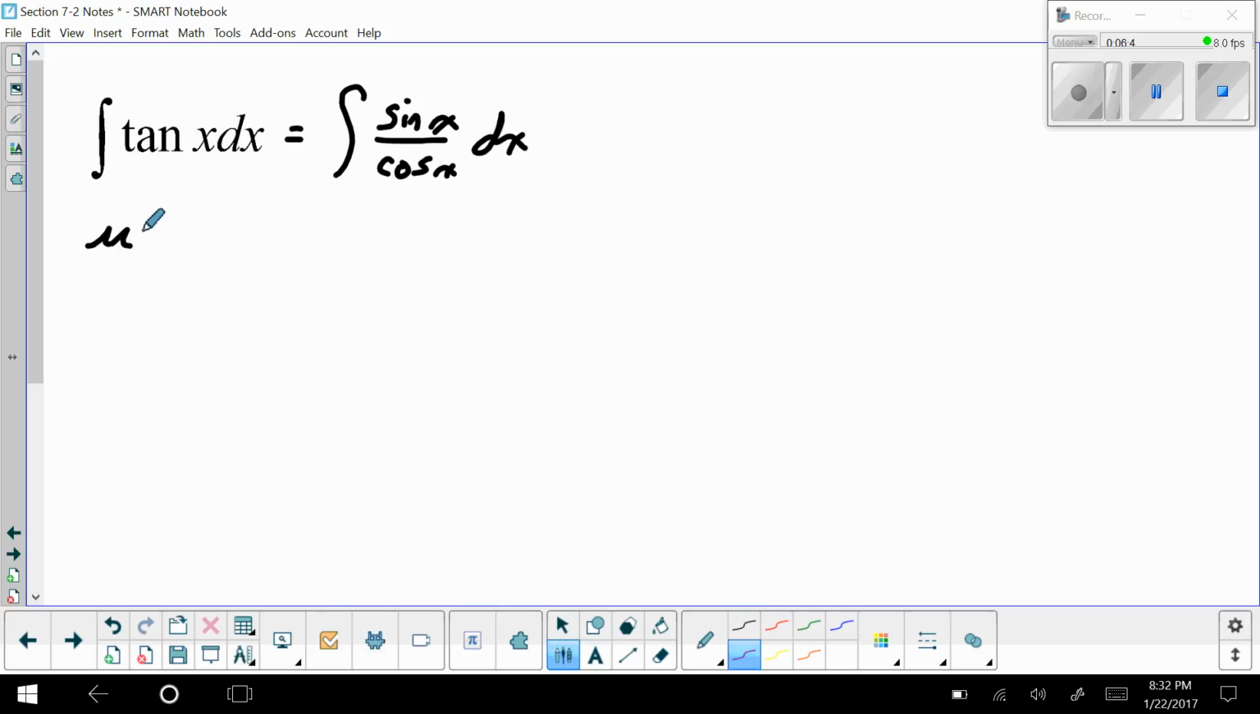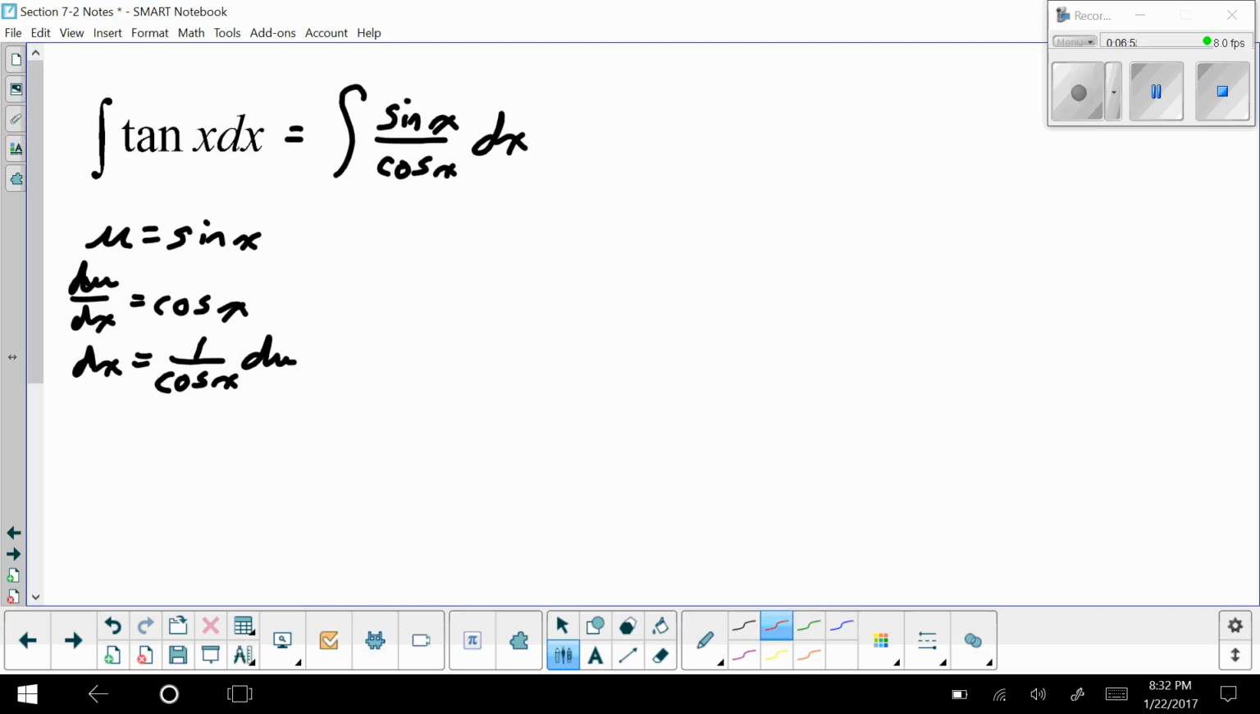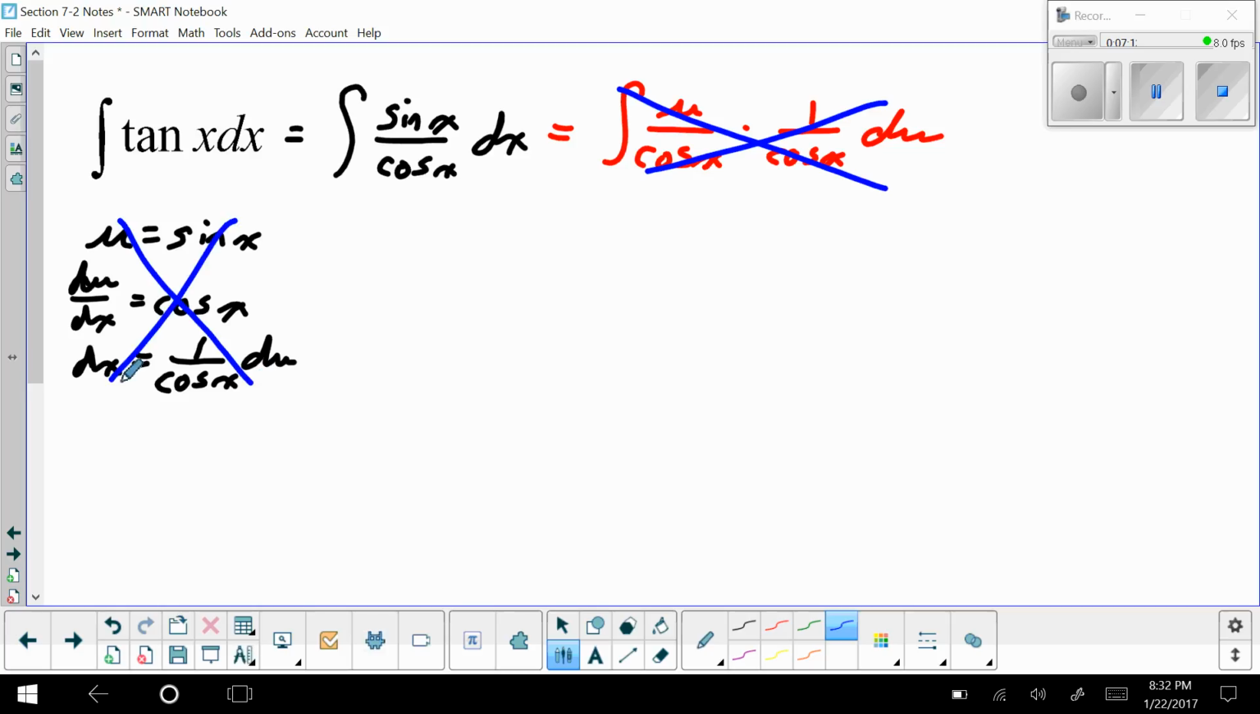Now, for some people, they say, well, let's say u equals sine of x. Well, derivative of u with respect to x is cosine of x. So dx would equal 1 over cosine of x du. Well, if you do that, you get the integral of u over cosine of x times 1 over cosine of x du, which is so close, but those cosines do not cancel out, so that is not the correct u substitution. We need to pick a different one.